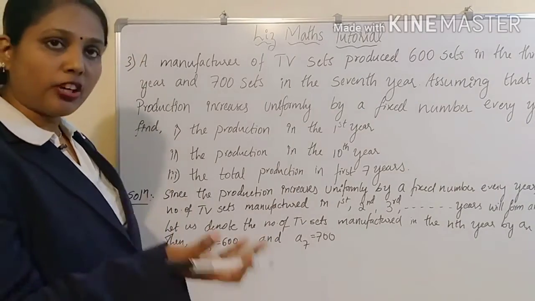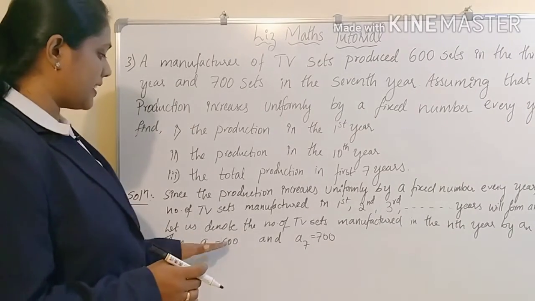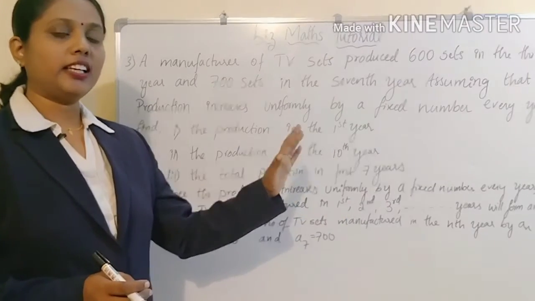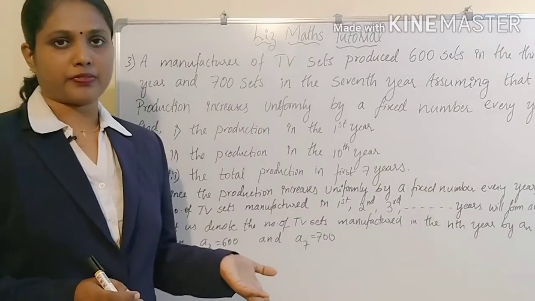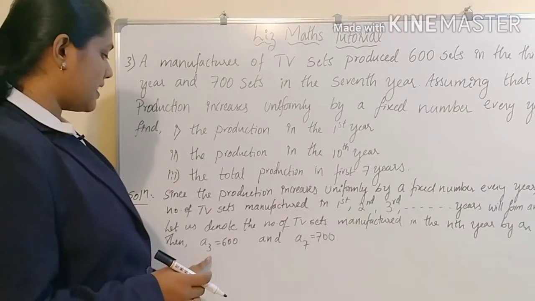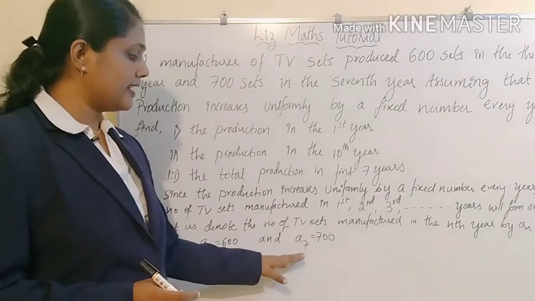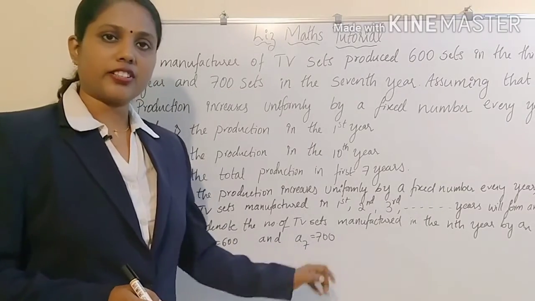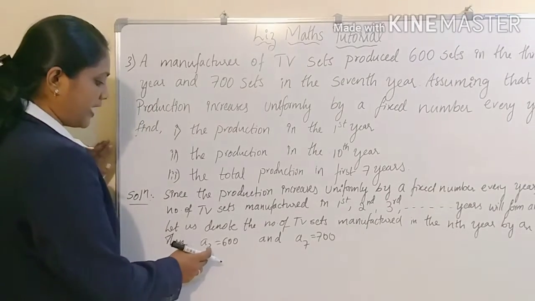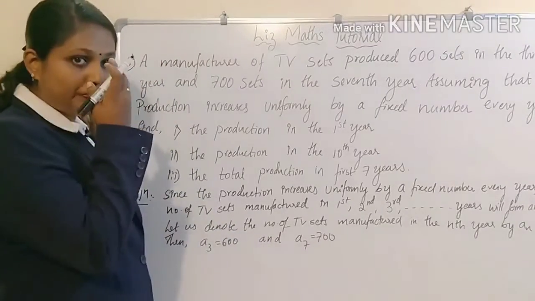So if it forms an AP, what is given? We have to note something. Let us denote the number of TV sets manufactured in the nth year as an. The third year is 600, and the seventh year is 700. The third year means a3, isn't it? So I have written a3 = 600, and the seventh year means a7 = 700.